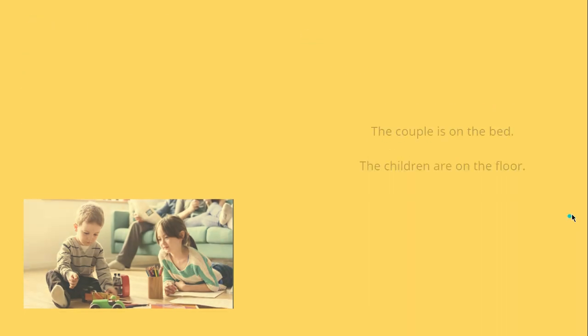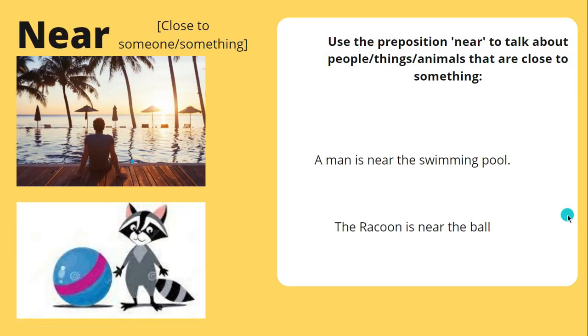And the next preposition is near. So near makes reference to another thing which is close to the main thing. So we use the preposition near to talk about things that are close to something. For example, the man is near the swimming pool. The raccoon is near the ball.